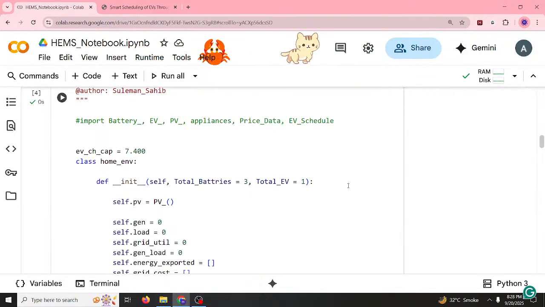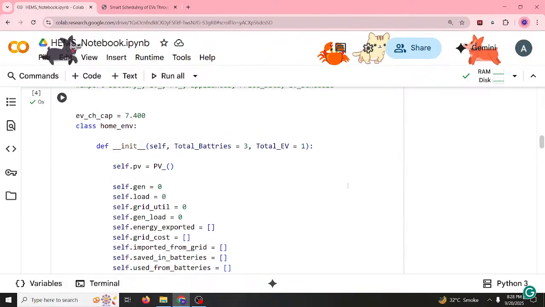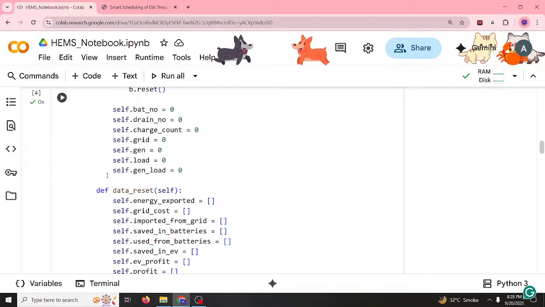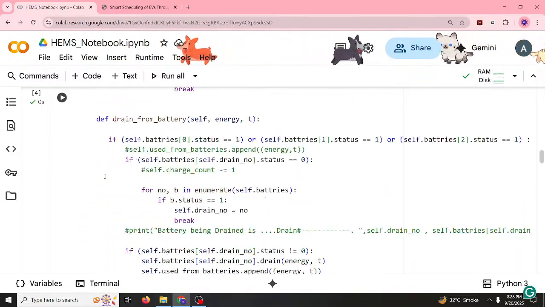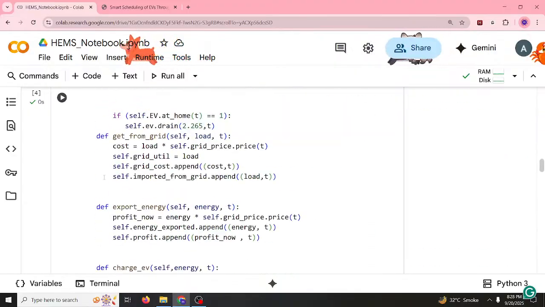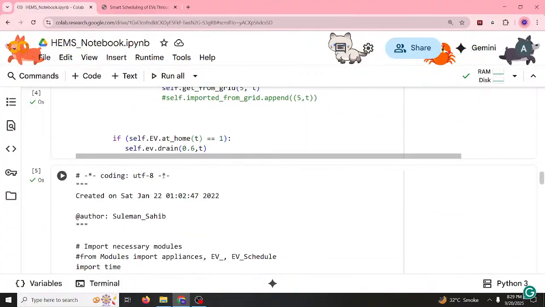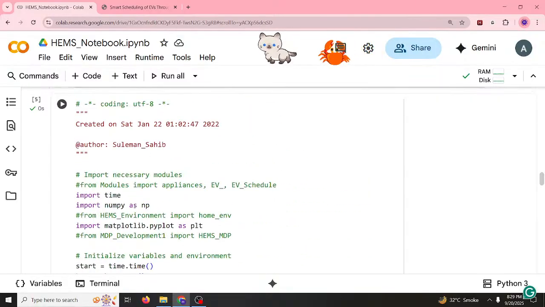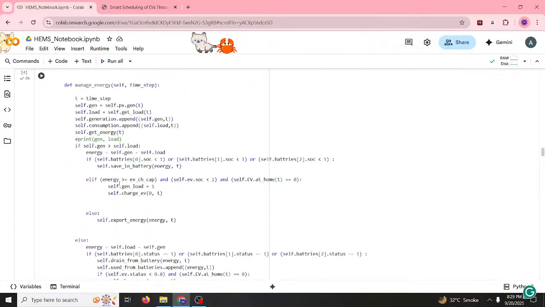Okay, now let us come to the overall home model. Before coming to this home model, let us discuss this home model in terms of functions. Before then we will discuss the MDP model for the reinforcement learning technique.